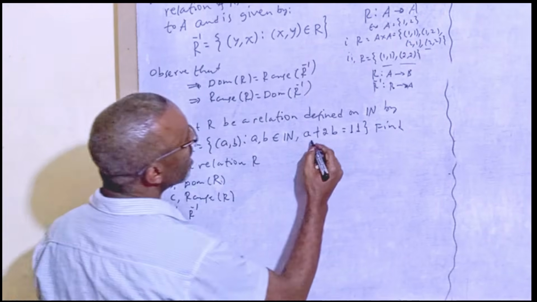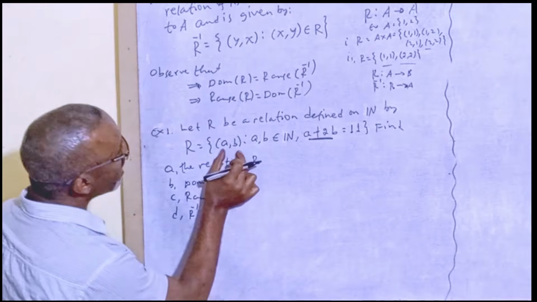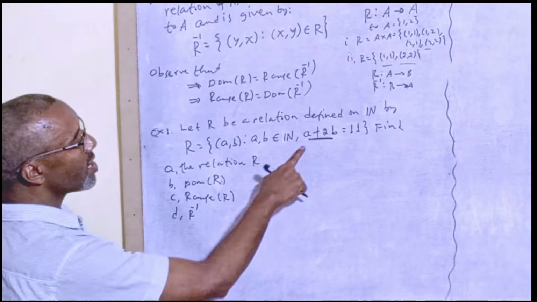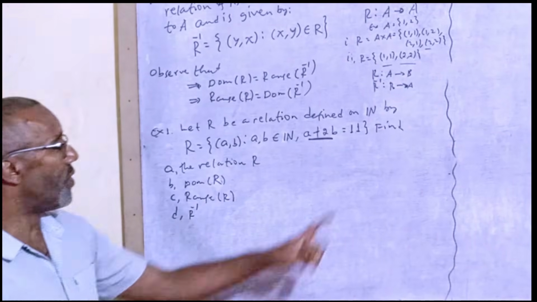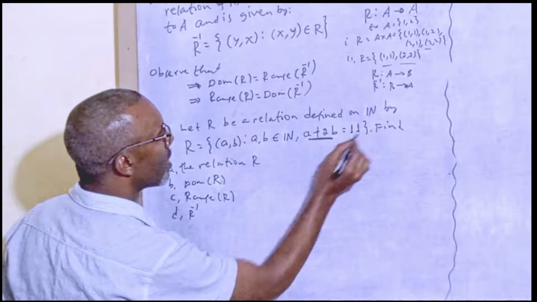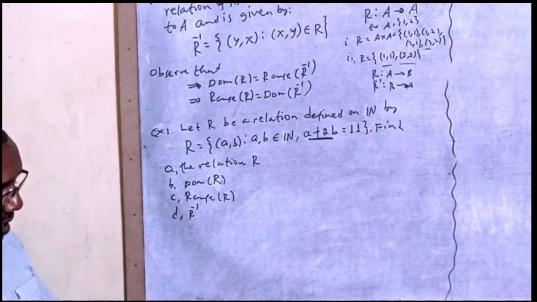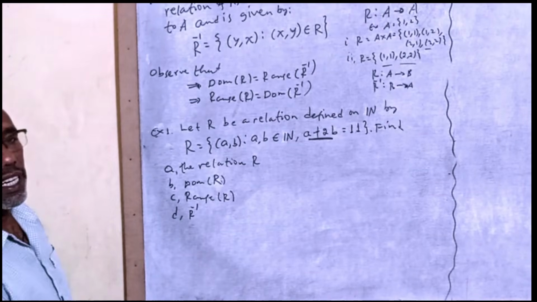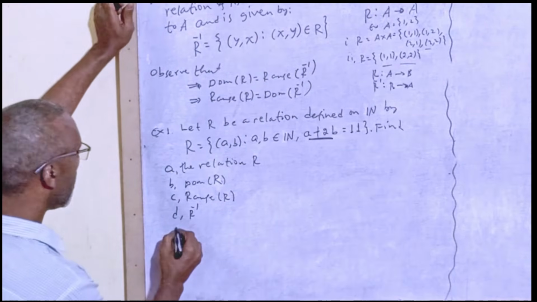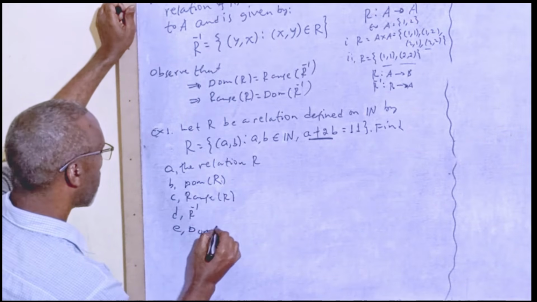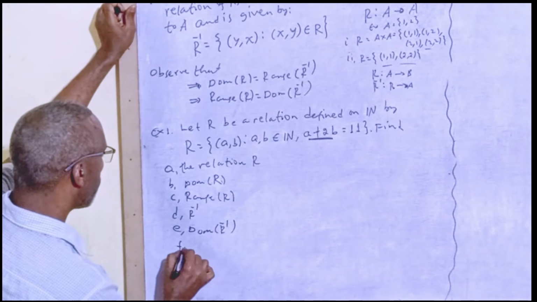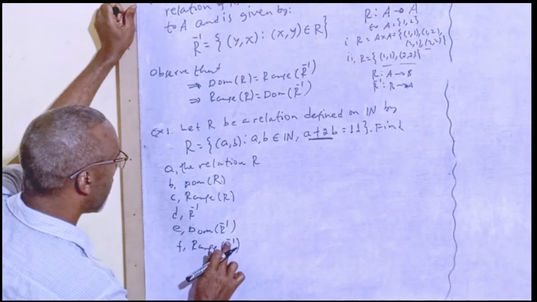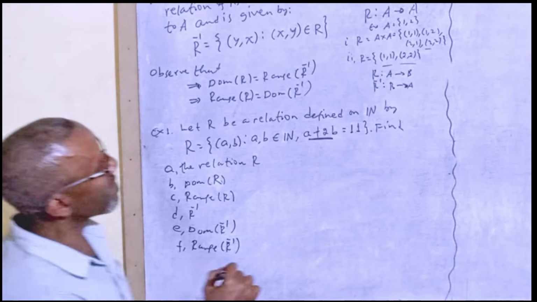What must (a, b) do with this condition? It must satisfy it. (a, b) should be an element of R and should satisfy this relation. Then find: a, the relation R; b, domain of R; c, range of R; d, R inverse; e, domain of R inverse; f, range of R inverse. This is what I want to find.